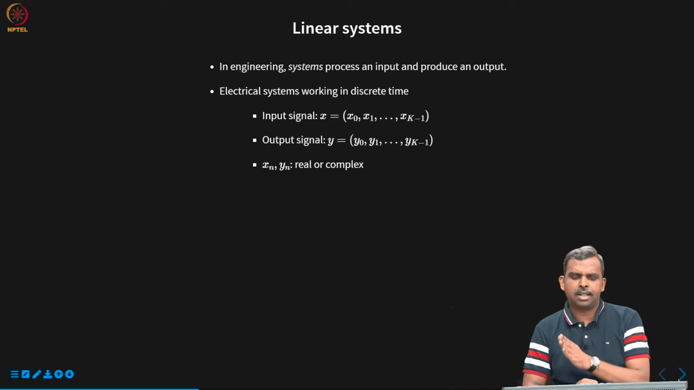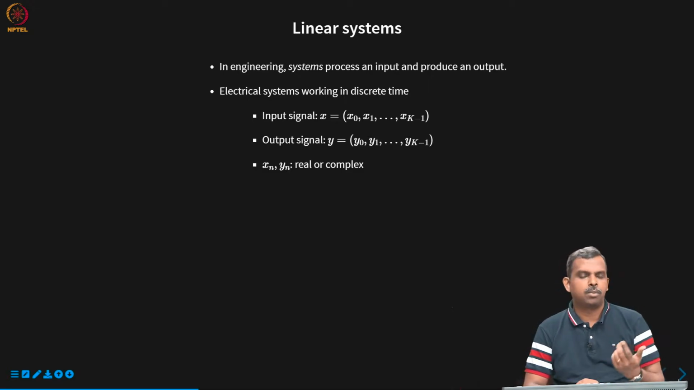Once again, time is discrete: 0, 1, 2, etc. You can think of a clocked discrete time system. It's very common. So this xn and yn could be real or complex also. Complex numbers are just pairs of real numbers with some connections, so we can think of the inputs as being complex as well. Okay, so that's the setting.